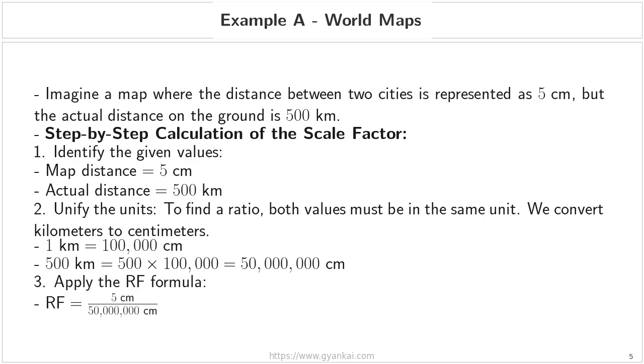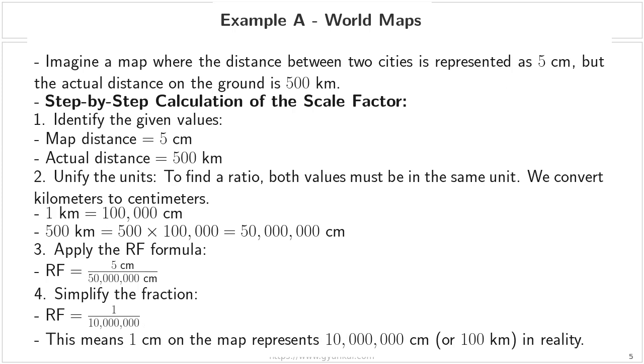Third, we apply the RF formula we learned earlier, which is the distance on the map divided by the actual distance on the ground. So, we place 5 centimeters in the numerator and 50 million centimeters in the denominator. Finally, we simplify this fraction. When we divide both the top and the bottom by 5, we get 1 over 10 million. So, our representative fraction is 1 over 10 million.